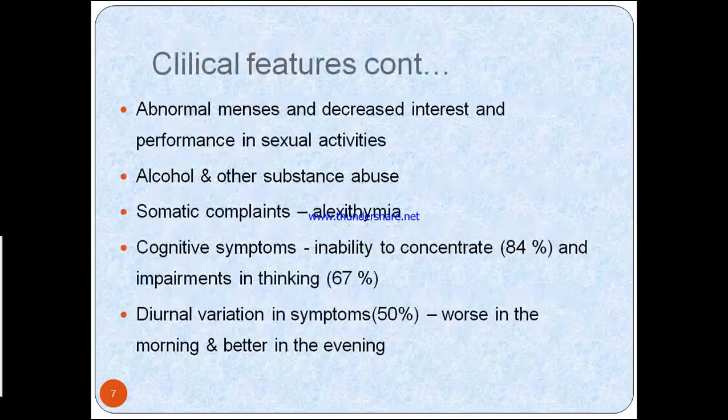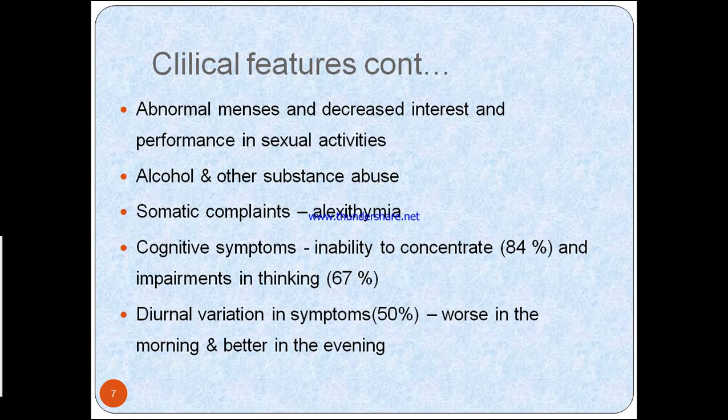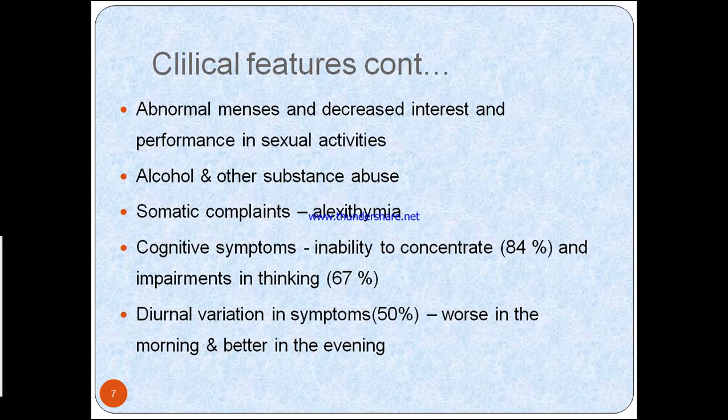Anxiety symptoms occur in 90% of patients. Females have abnormal menstrual cycles and decreased interest and performance in sexual activity. There may also be alcohol and other substance abuse, somatic complaints like asthenia, and cognitive symptoms like inability to concentrate in most of the patients, about 84%, and impairment of thinking in 67% of patients.